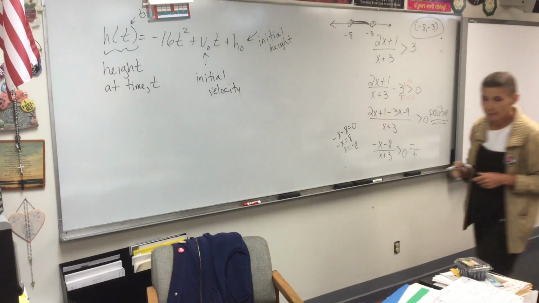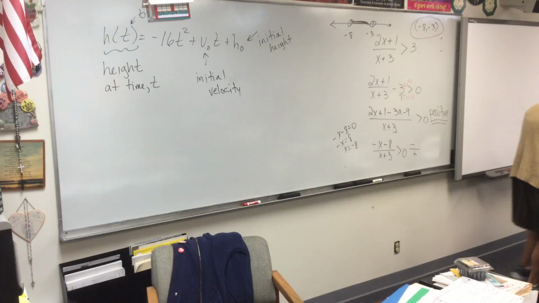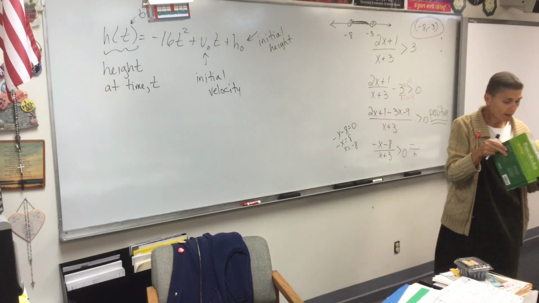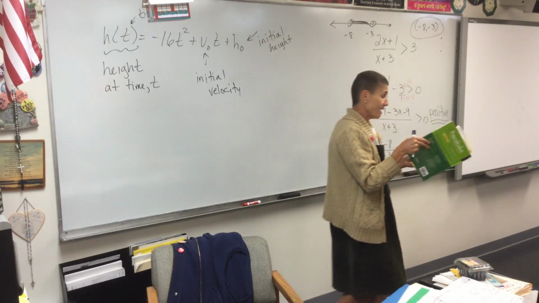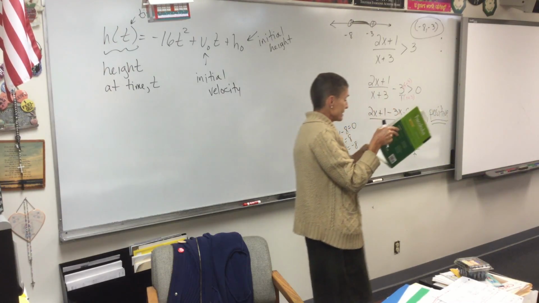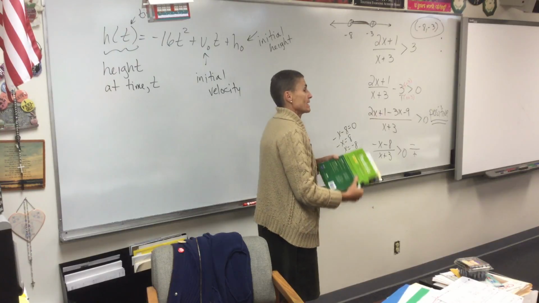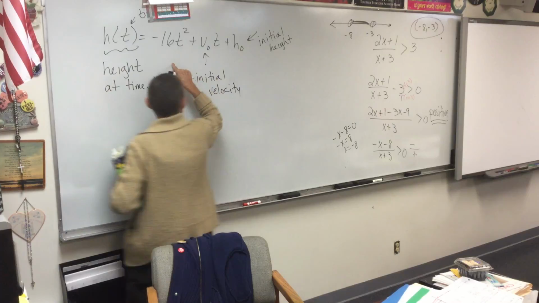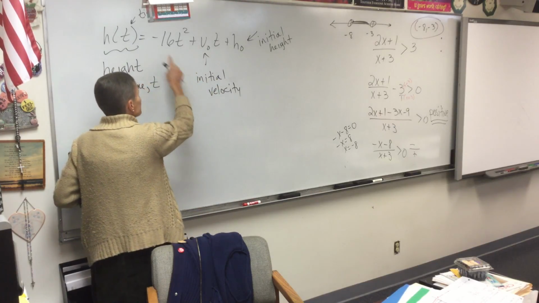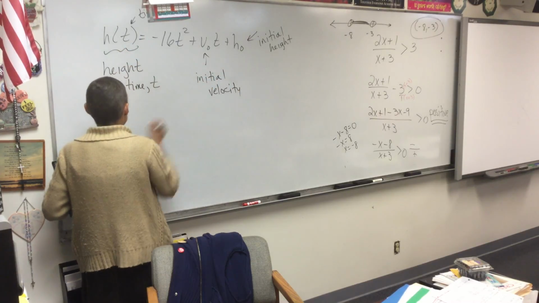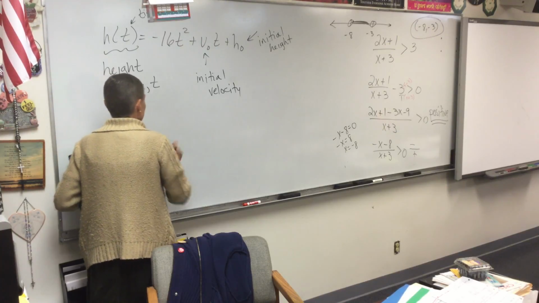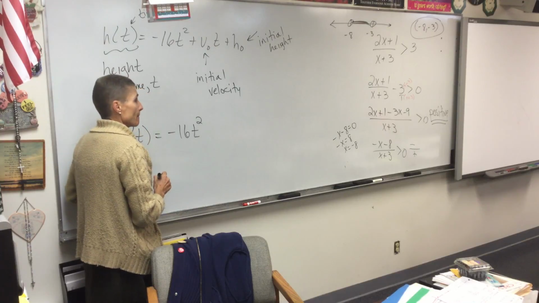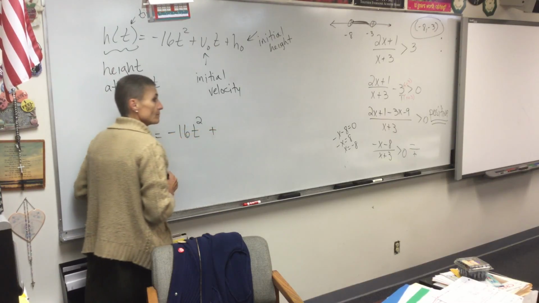Okay, so when I look at number 33 on page 64, a projectile is launched straight up from ground level with an initial velocity of 256 feet per second. So I need to write an equation using this formula that models that. So I'll have negative 16t squared, that never changes, plus what?